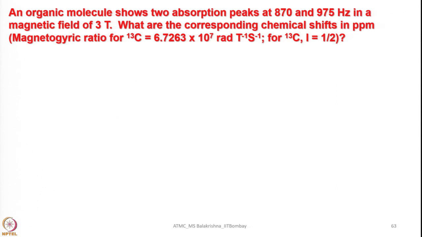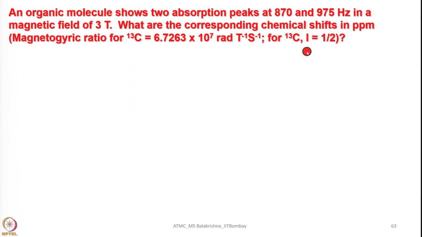An organic molecule shows two absorption peaks at 870 and 975 hertz in a magnetic field of 3 tesla. What are the corresponding chemical shifts in ppm? This is the question. The gyromagnetic ratio for 13C is 6.7263 × 10⁷ radians per tesla per second.